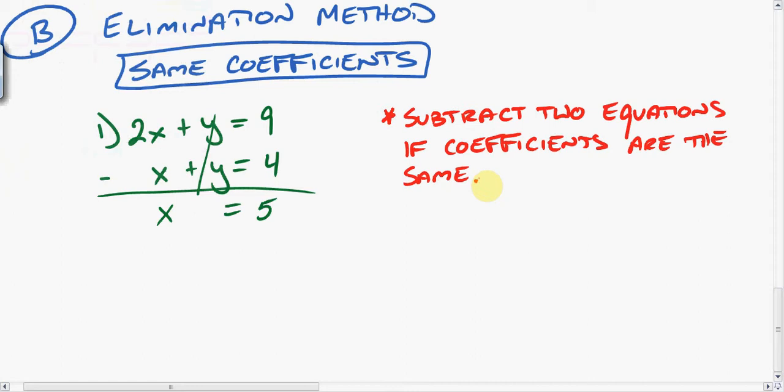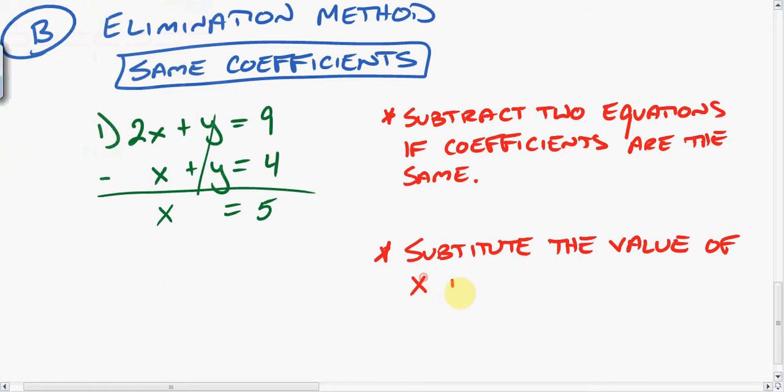Now I've got x equals 5. Before, we would plug x equals 5 into the equation we didn't use. Well, we kind of used them both here because we just subtracted one from the other. So you're going to have your choice. You're going to substitute, in this case, the value of x into either equation. Doesn't matter. You get your choice.